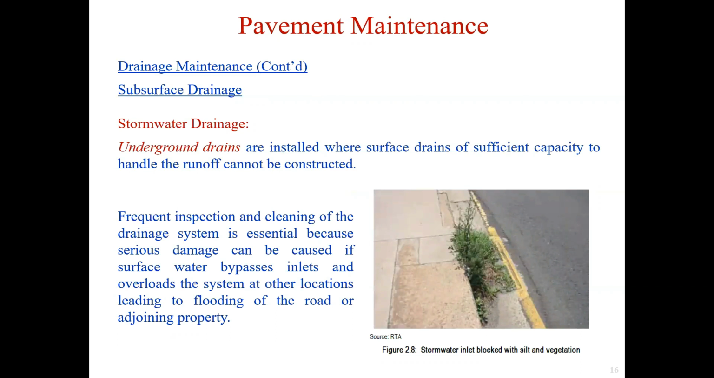Underground drainage systems are rare in a rural situation, and are common in urban or built-up areas. Stormwater drainage or underground drains are installed where surface drains of sufficient capacity to handle the runoff can't be constructed. Blockages occur when silt and other debris block the pipe inlets or the pipes. Frequent inspection and clearing of the drainage systems is essential, as otherwise serious damage can be caused, such as flooding of the road itself or of other properties.